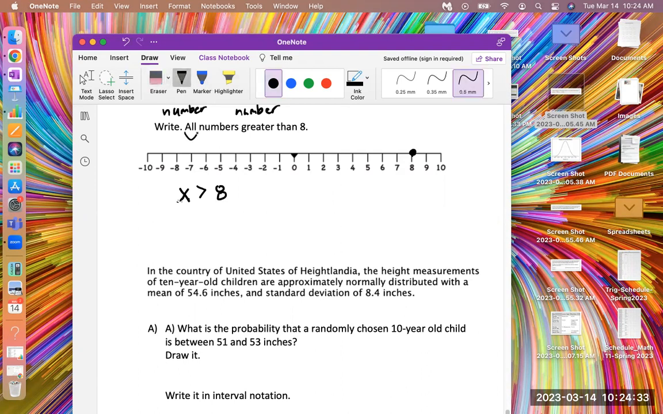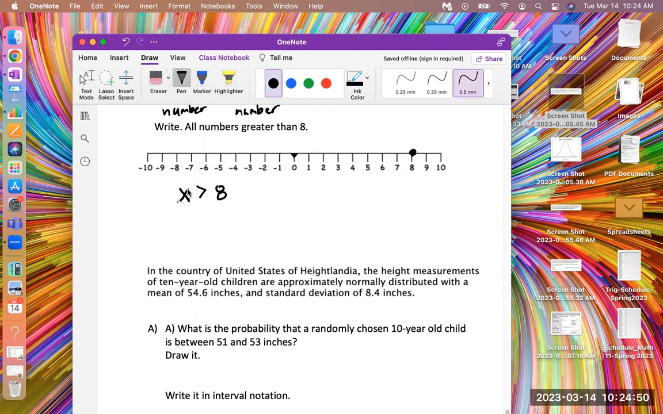I translate the words "all numbers" into the variable x, and then I translate the 8 into the 8, and then I just know to put the inequality in between, right? Okay, so that's what it looks like mathematically. Now let's look at what it looks like as a drawing.